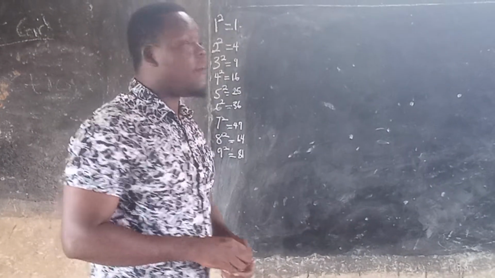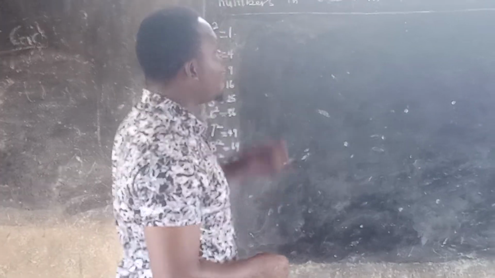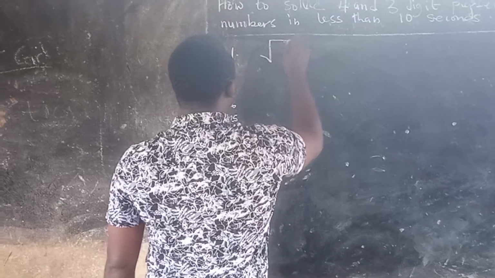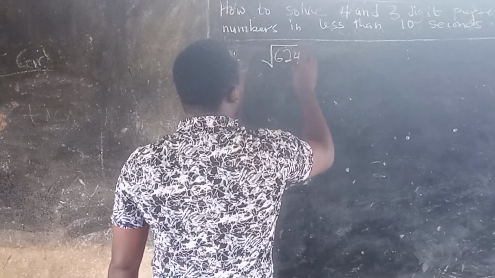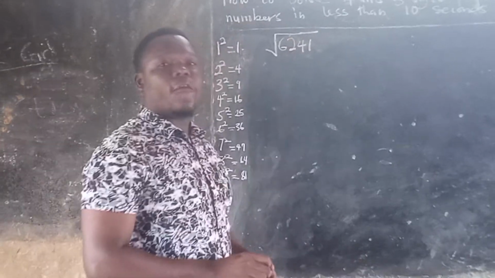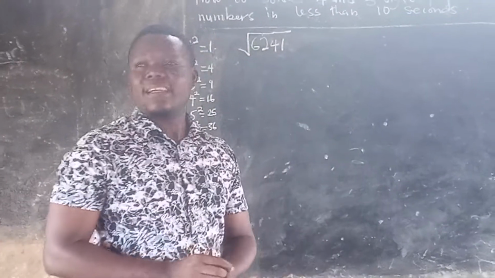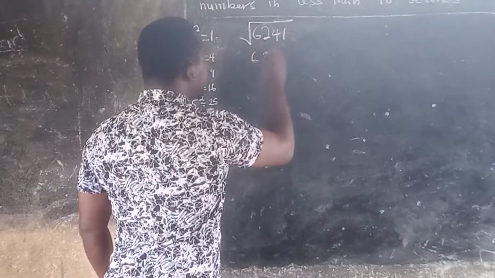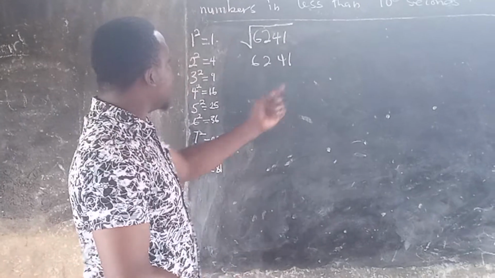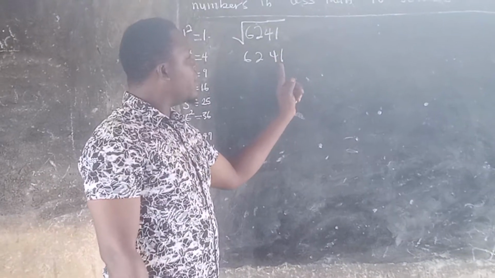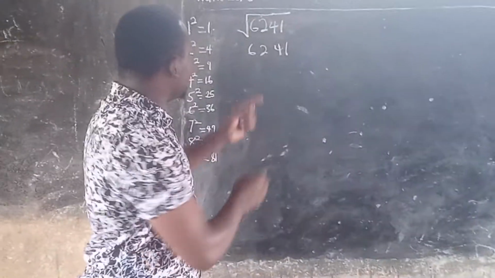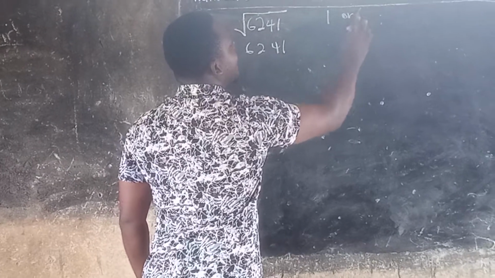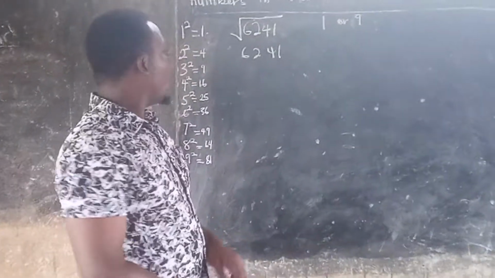Let's look at our first example. The square root of 6241. How do we solve this in less than 10 seconds? Watch. We have 62 and 41, and you can see that this one ends with 1. So it means we are going to have 1 or 9.